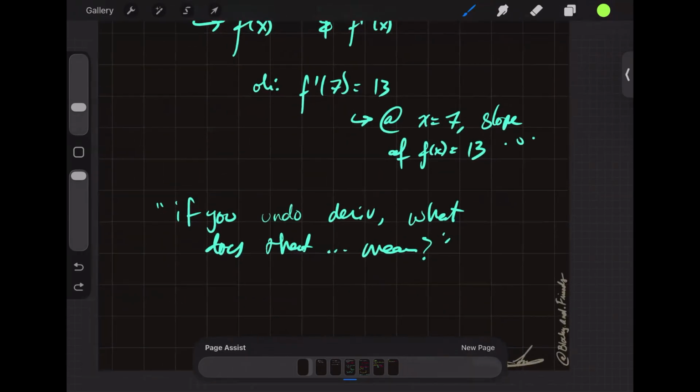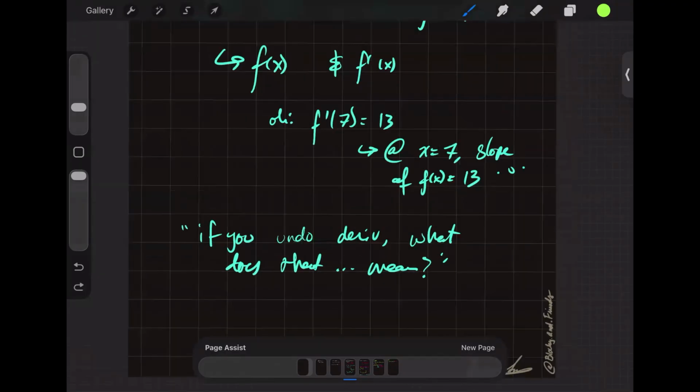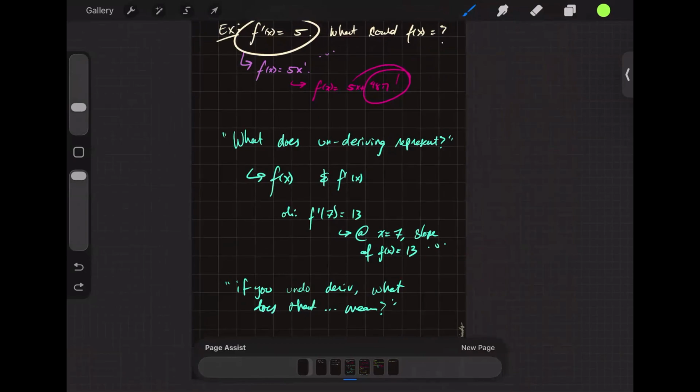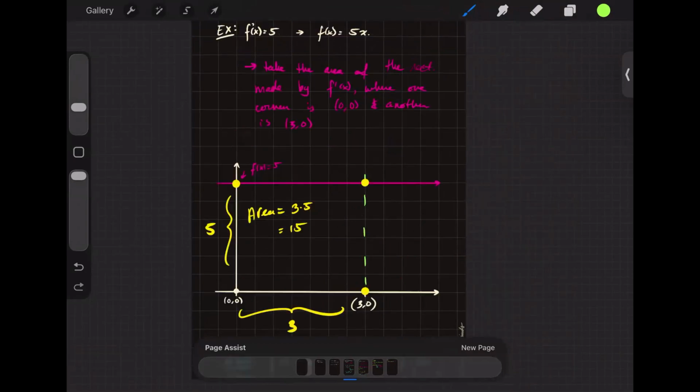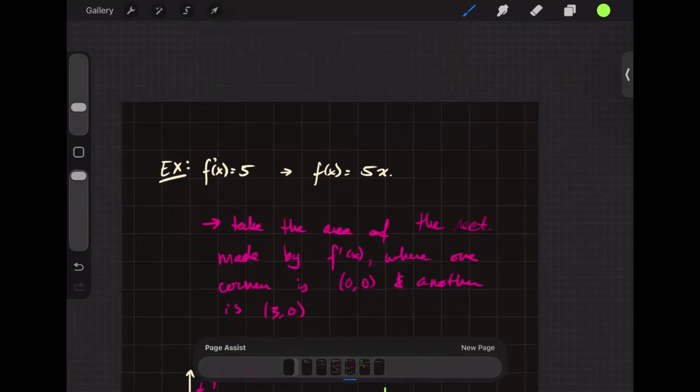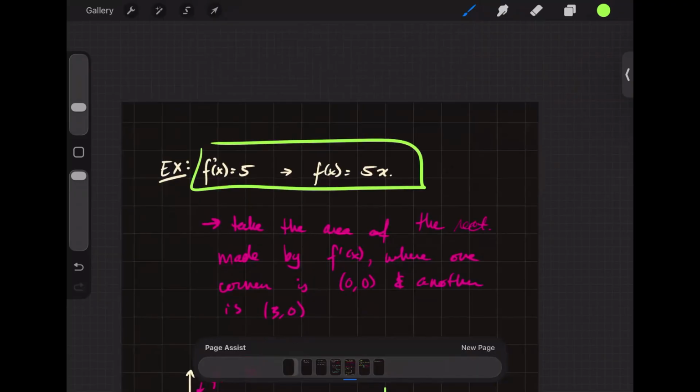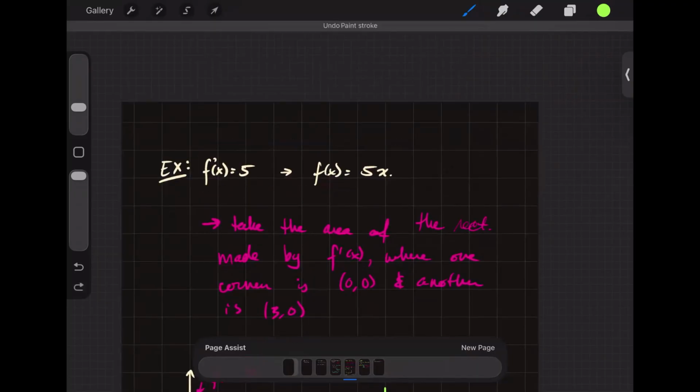But anyway, in that same way, if you undo a derivative, what does that mean? What does that original function mean relative to the derivative? I'll explain more in a second, all right? So let's say f prime of x is equal to 5, and we say f of x is equal to 5x. What I'm going to have you do is take the area of the rectangle made by f prime of x, so made by this line right here, where one corner is 0, 0, and another is 3, 0.